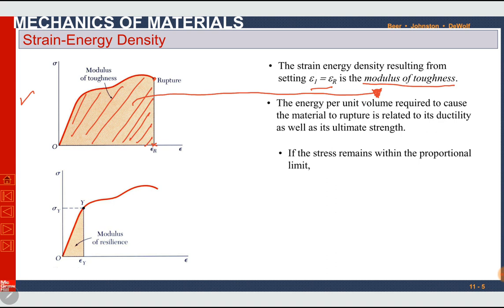So how can we define toughness now? Toughness is actually resistance to rupture. The more a material has the ability to store energy, the more it has resistance to deformation or to failure. So if a material has larger modulus of toughness, it has more toughness actually. It has more ability to store the energy before the toughness of the material is achieved.